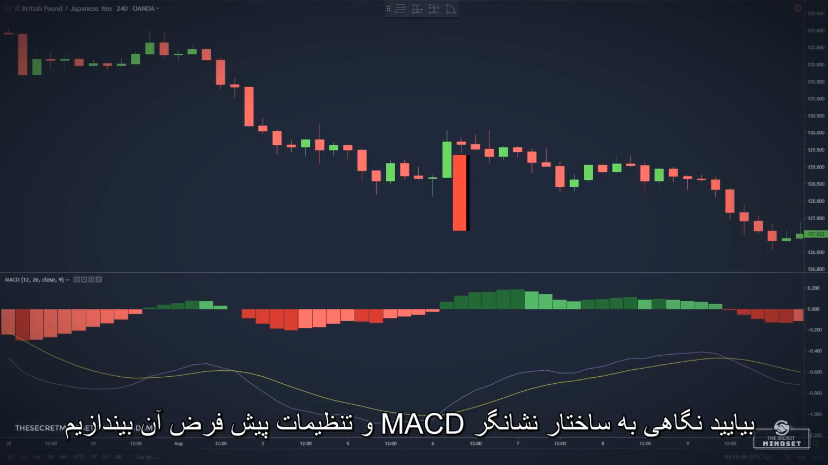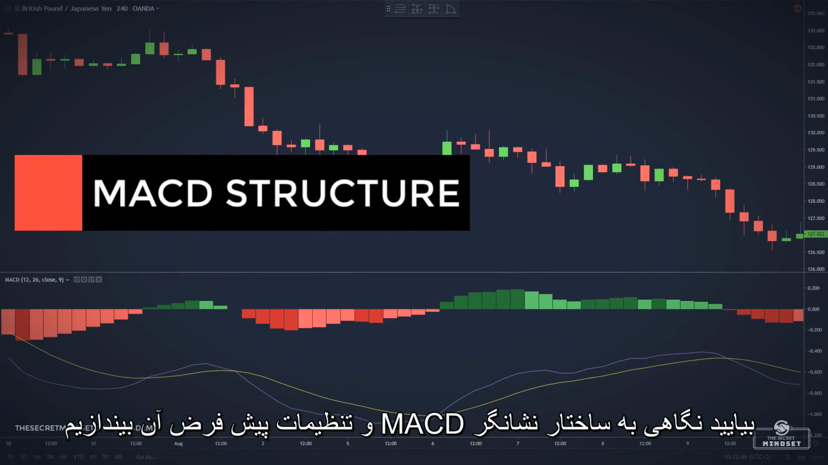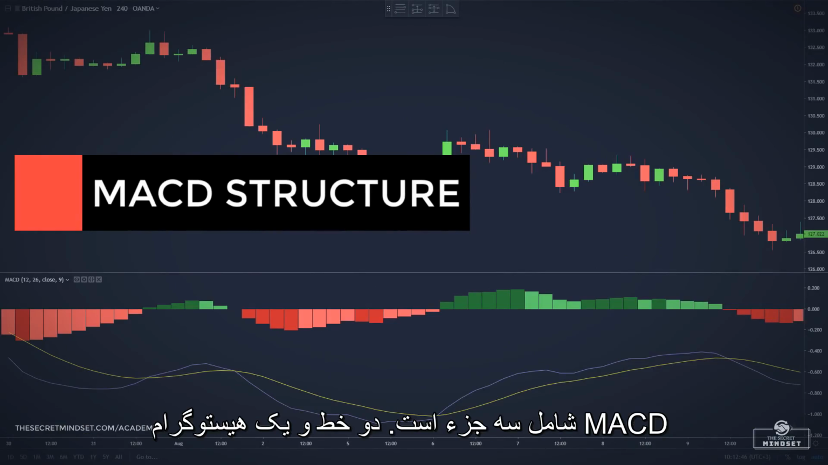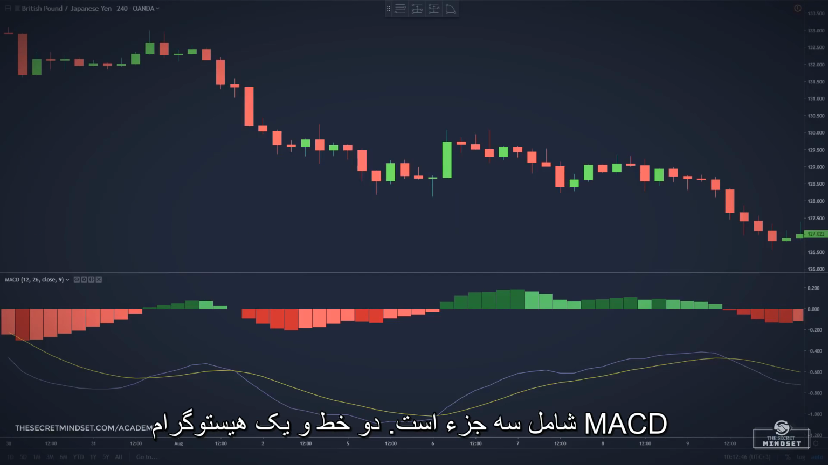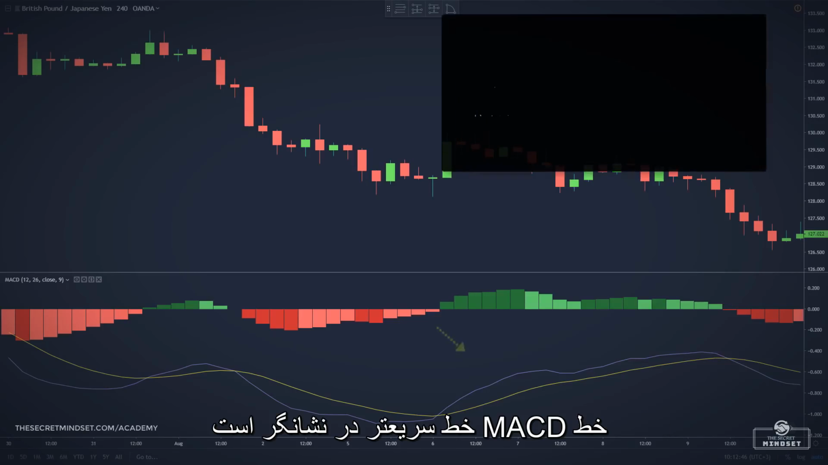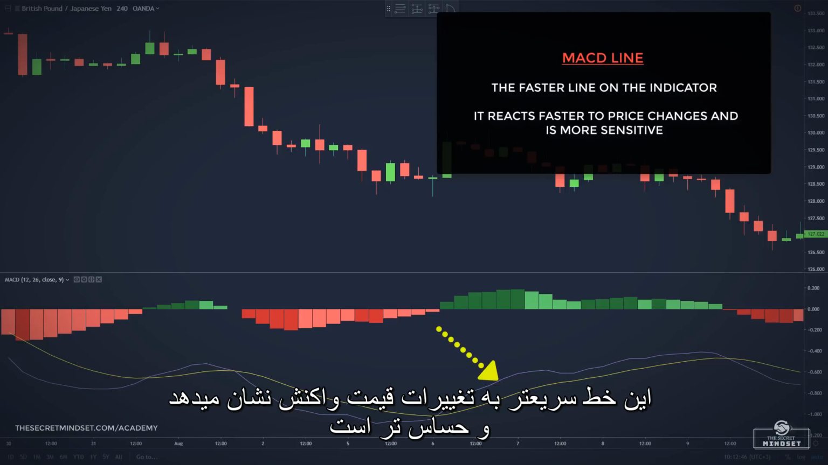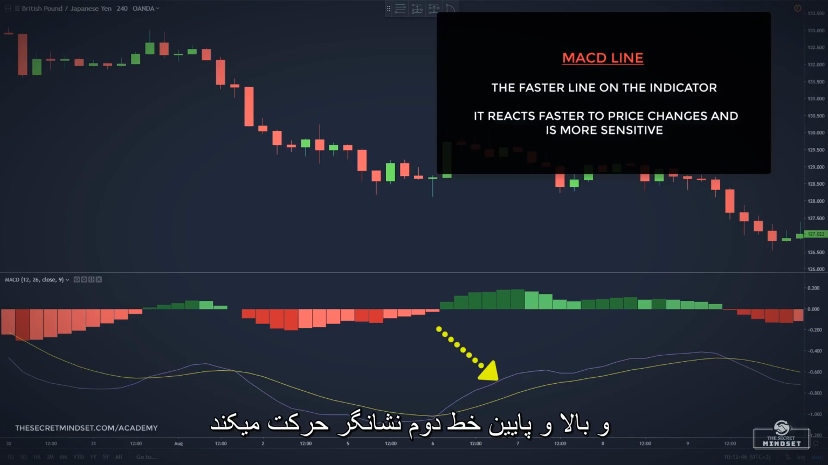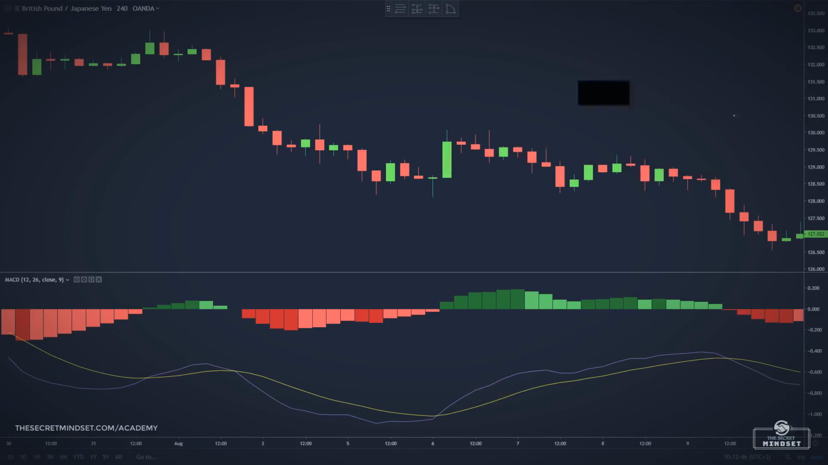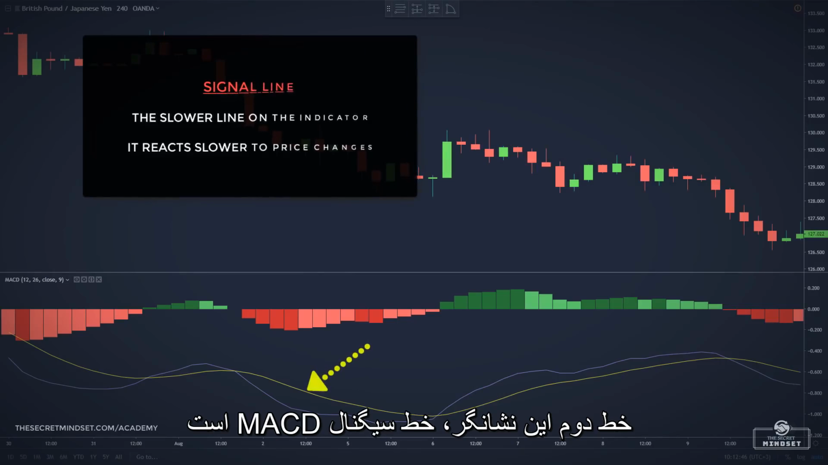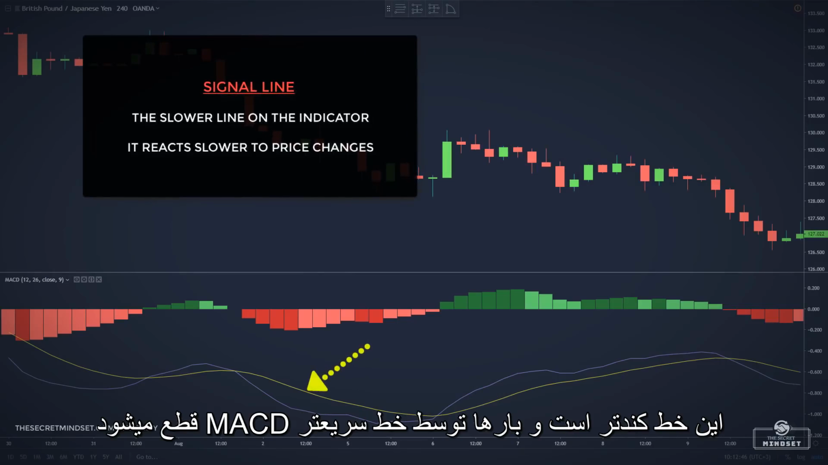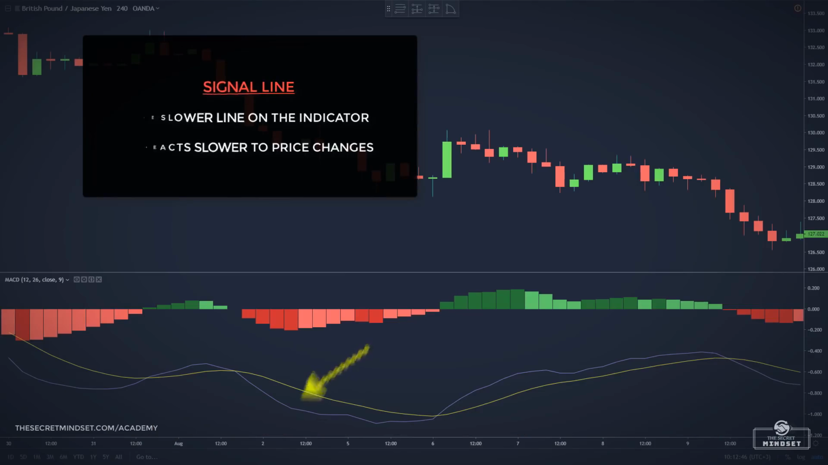Let's take a close look at the structure of the MACD indicator and its default settings. The MACD indicator consists of three components, namely two lines and a histogram. The MACD line is the faster line on the indicator. This line reacts faster to price changes and is more sensitive, moving above and below the second line of the indicator. The second line of the indicator is the MACD signal line. This line is slower and it gets frequently breached by the faster MACD line.